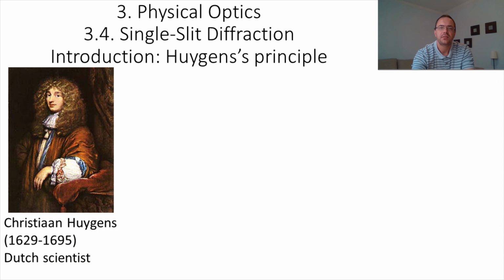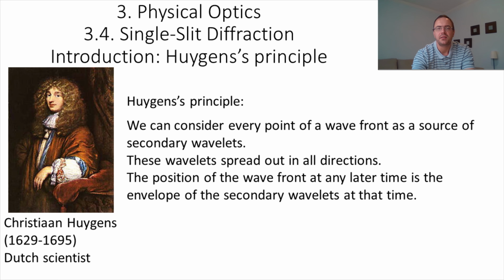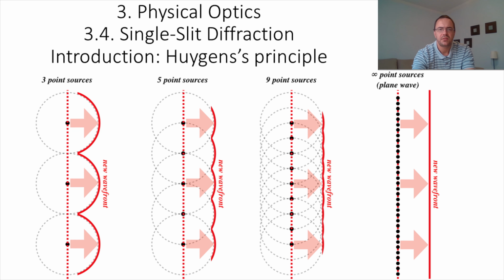One useful picture to understand this is called Huygens' principle. Christian Huygens was a Dutch scientist in the 1600s. And he came up with this idea: we can consider every point of a wavefront as a source of secondary wavelets, and these wavelets spread out in all directions, and the position of the wavefront at a later time is the envelope of the secondary wavelets at that time. Let me repeat this principle with a picture.